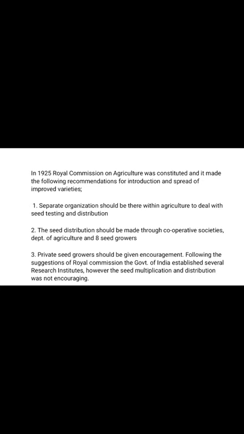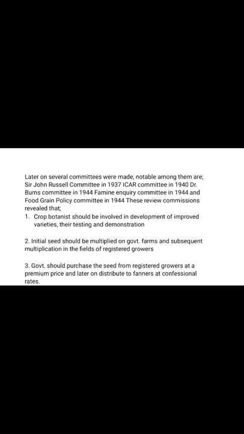Also, following the suggestions of the Royal Commission, the Government of India established several research institutes, but seed multiplication and distribution was not increasing. Later on, several committees were formed. Notable among them are the Sir Johnson Russell Committee in 1937, the SSL Committee in 1940, Dr. Burns Committee in 1944, the Famine Inquiry Committee in 1944, and the Food Grain Policy Committee in 1944.